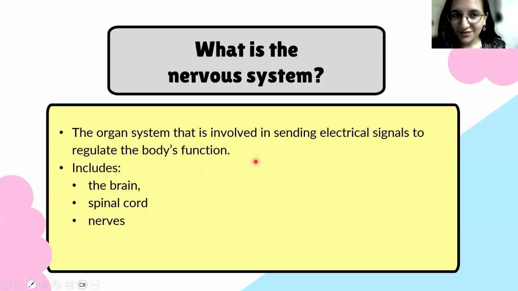So what is the nervous system? Again, it is a very specialized system in the body that involves sending electrical signals to regulate the body's functions. And we saw just now, without the nervous system, you wouldn't be able to react or act to any dangers in the environment. The main important parts of this system include the brain, the spinal cord, and the nerves.